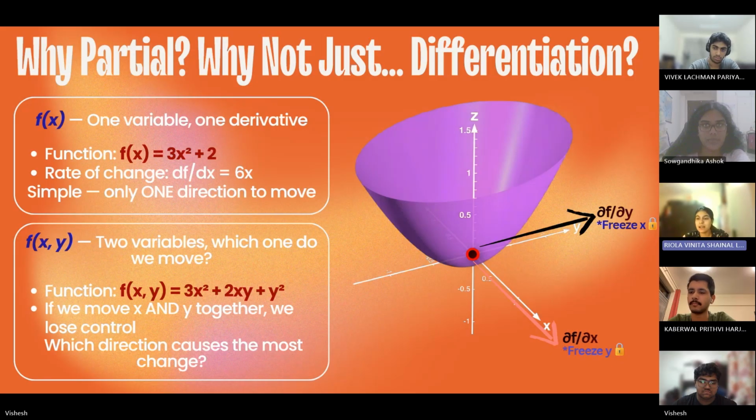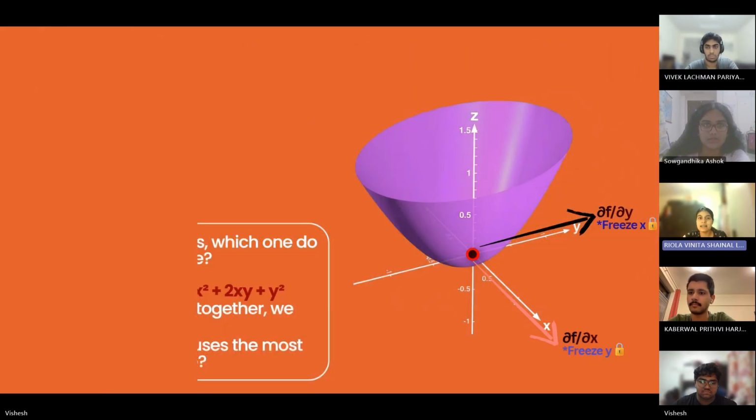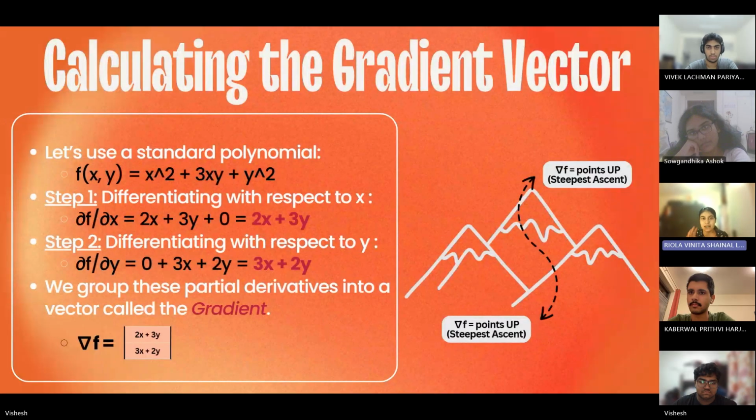Now that we understand partial differentiations individually, let's see what happens when we combine them. Now let's take this function f of x, y equals x squared plus 3xy plus y squared. First, we differentiate it with respect to x, treating y as constant. So that gives us dou f by dou x equal to 2x plus 3y. Now we differentiate it with respect to y, treating x as constant, and we get dou f by dou y equal to 3x plus 2y. Now we put both of these together in a vector form, and this is called the gradient, written as del f. So we get del f equal to (2x plus 3y, 3x plus 2y).